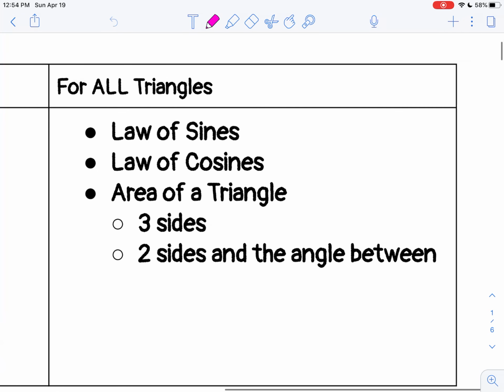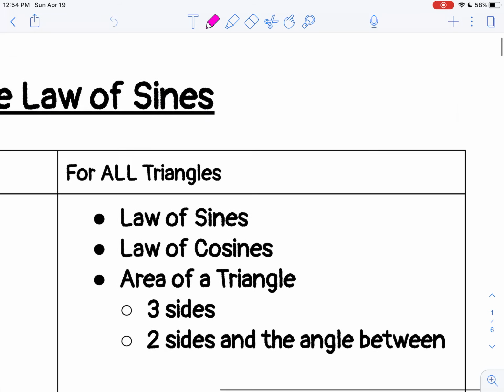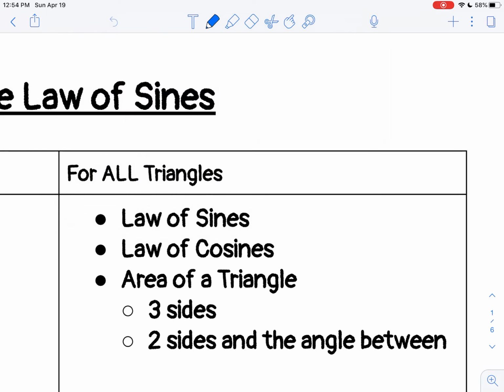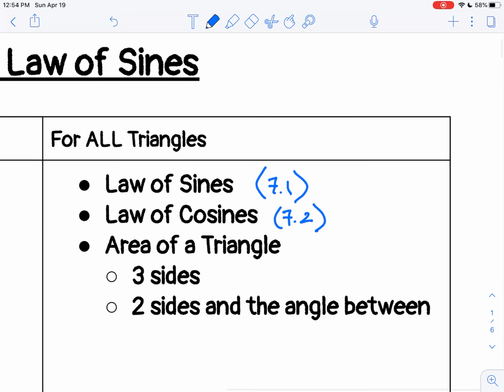Okay. Now let's take a look at some things that are going to be for all triangles. So we're going to learn something called the law of sines in this unit, and that is 7.1 in your text. All right. We're also going to learn about something called the law of cosines. That'll be in 7.2. And then we're going to learn also about how we can find the area of a triangle when we only have 3 sides or 2 sides and the angle between them. We can find those in section 7.2 of your textbook, okay?